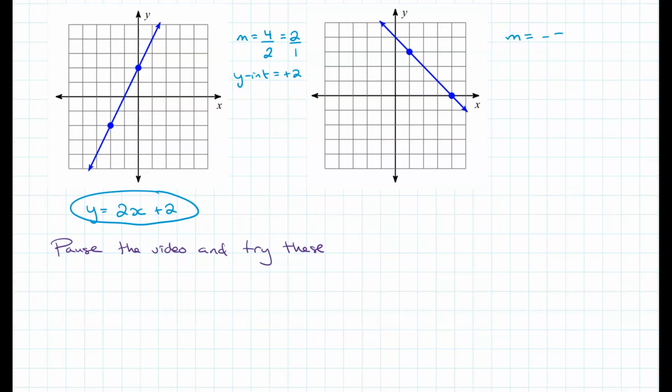The one on the right has a slope of -3 over 3, which works out to be -1, and a y-intercept of +4. This has the equation y equals -1x plus 4, or I could just write -x plus 4.